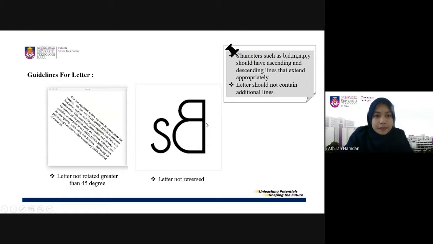Next. This is guideline for letter. Letter not rotated greater than 45 degree. Letter not reverse. Moreover, characters such as BD, MN, PY should have ascending and descending line that extend appropriately, and last letter should not contain additional line. So next, we move to item 5.